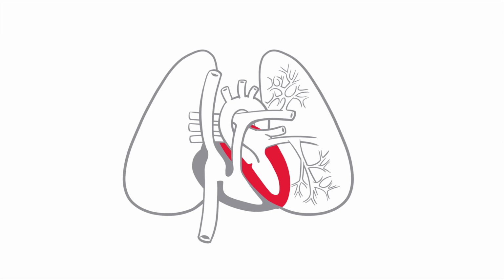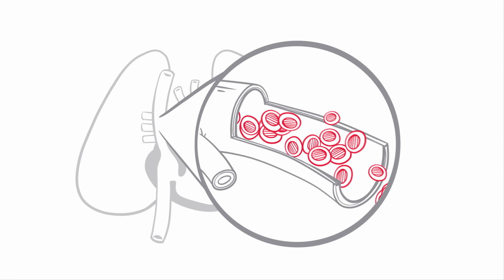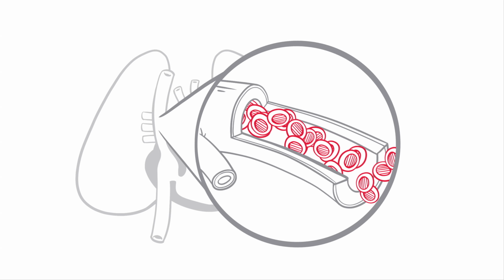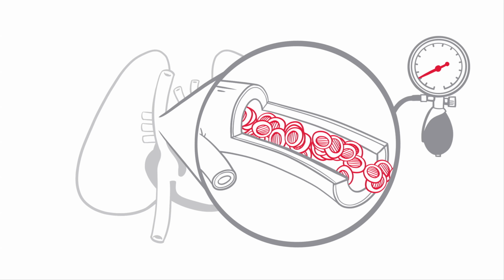The lungs and the heart are connected by pulmonary arteries. They transport blood from the heart to the lungs so that it is enriched with oxygen again. In pulmonary arterial hypertension, the walls of these arteries get thicker. That process narrows the passage for the blood. Just like with a compressed garden hose, the blood flow is slower and the pressure rises.